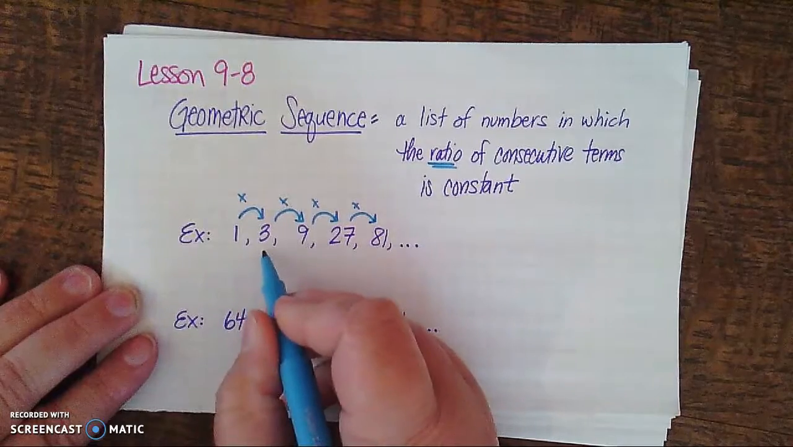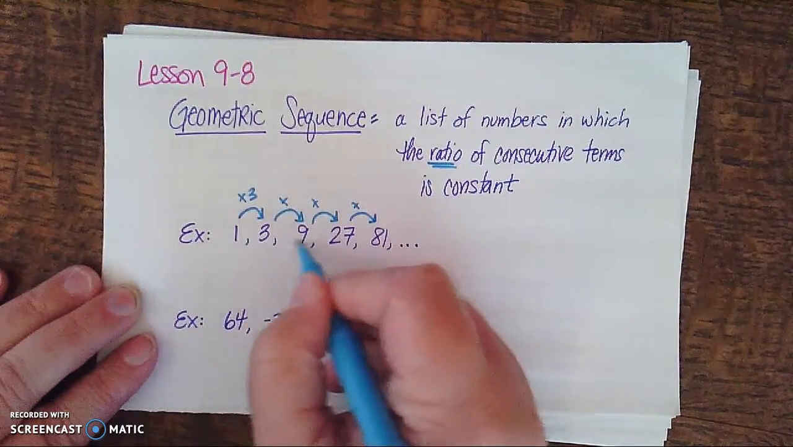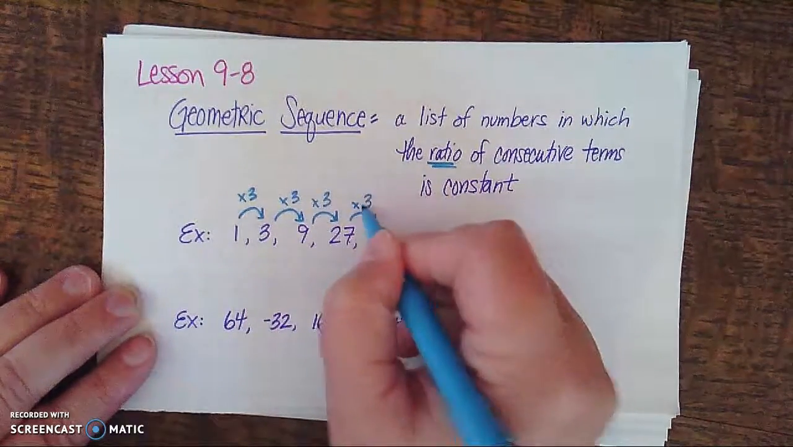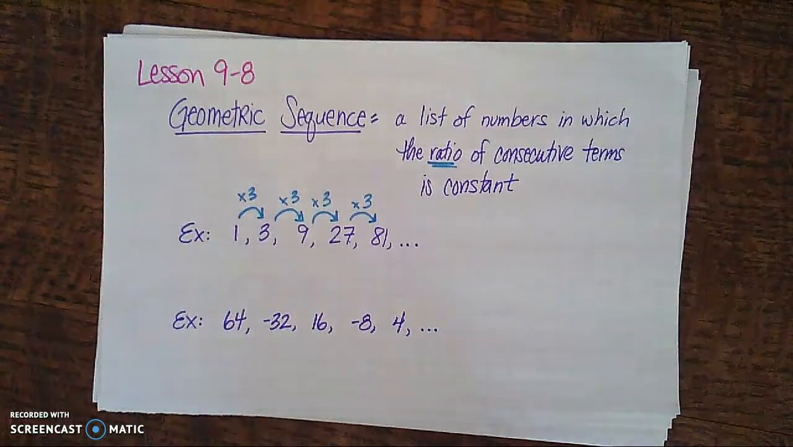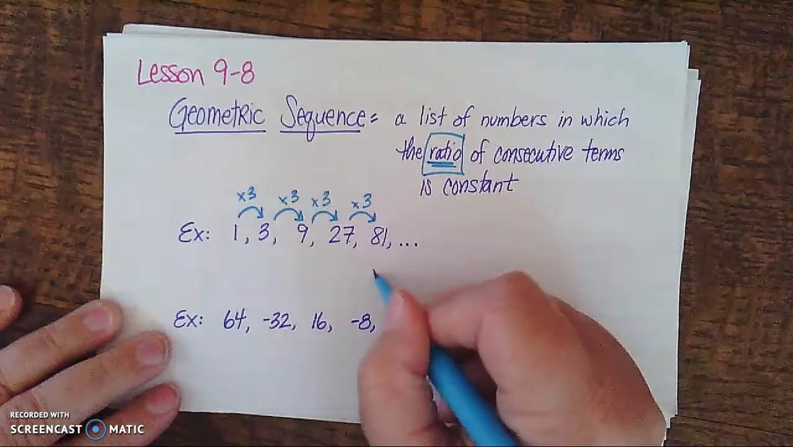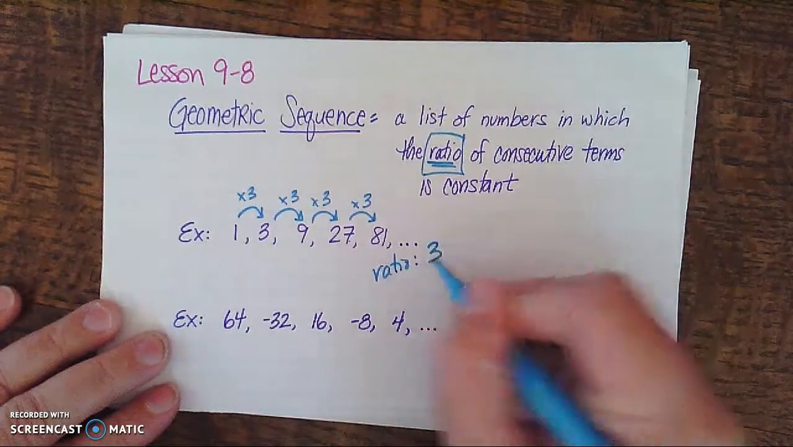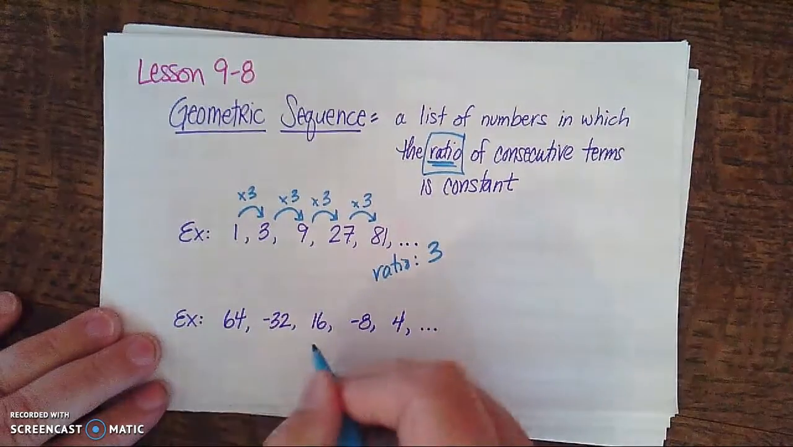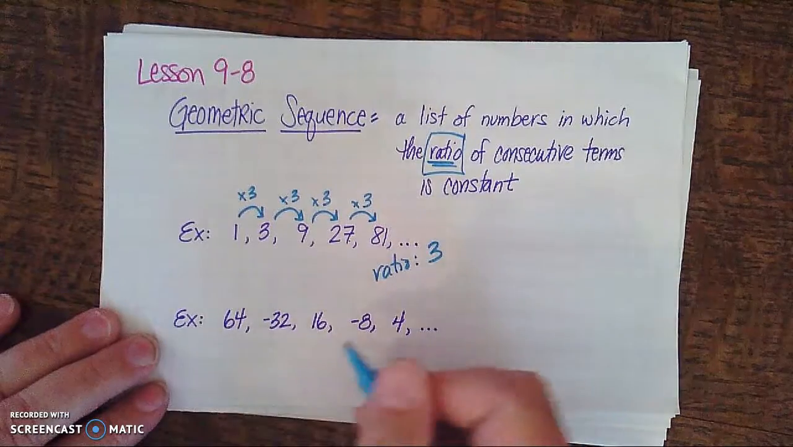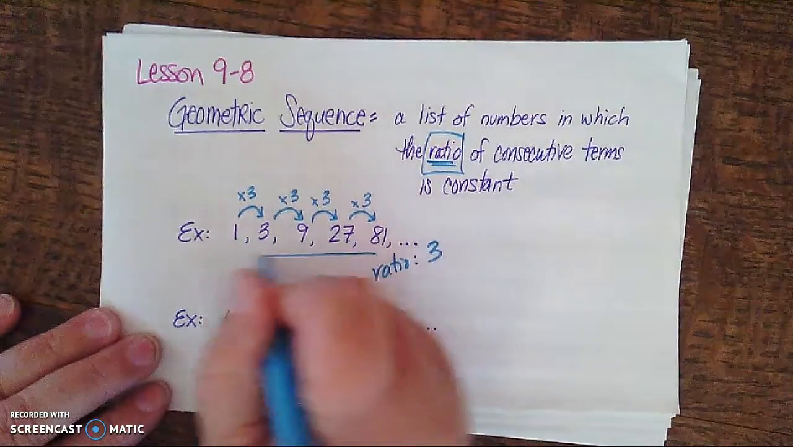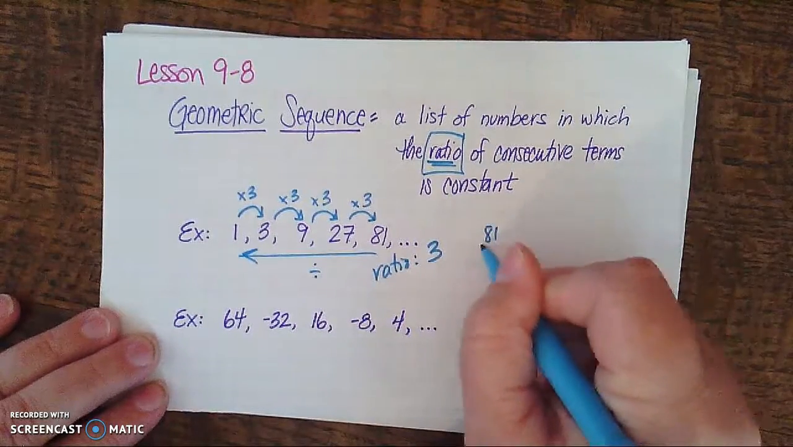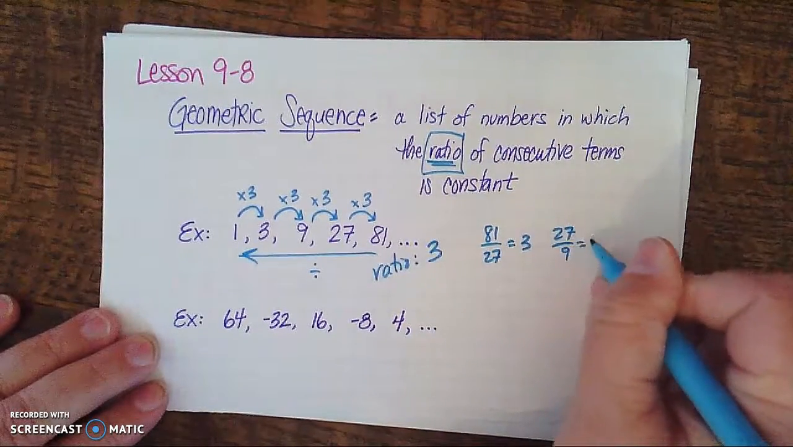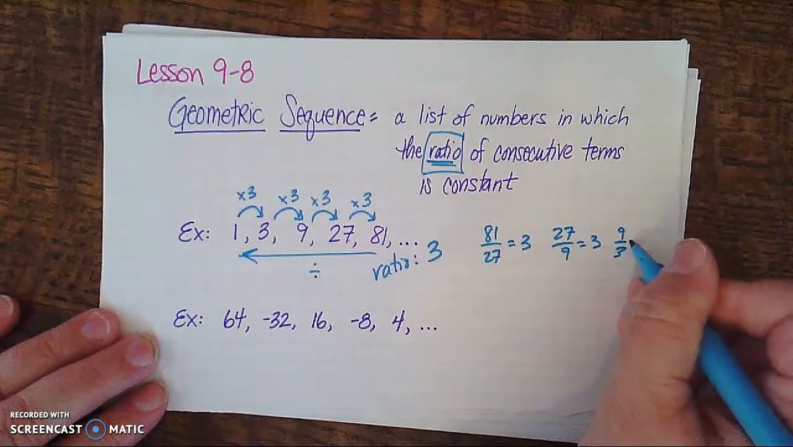So to get from 1 to 3, we would multiply by 3. 3 to 9, we'd multiply by 3. 9 to 27, multiply by 3. 27 to 81, we multiply by 3. And so our constant ratio in this example would be 3, because that's what we're multiplying by every time. If you weren't sure what you were multiplying by, you could go the other way and divide. 81 divided by 27 is 3. Or 27 divided by 9 is 3. Or 9 divided by 3 is 3.